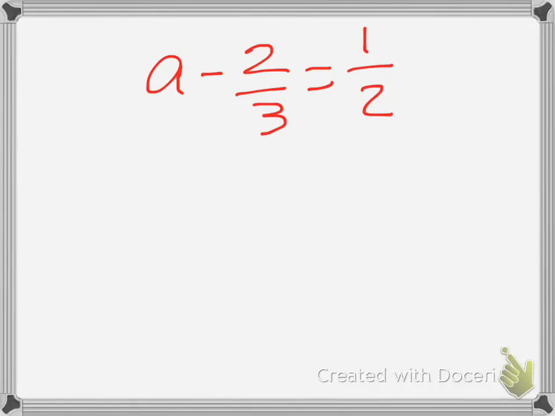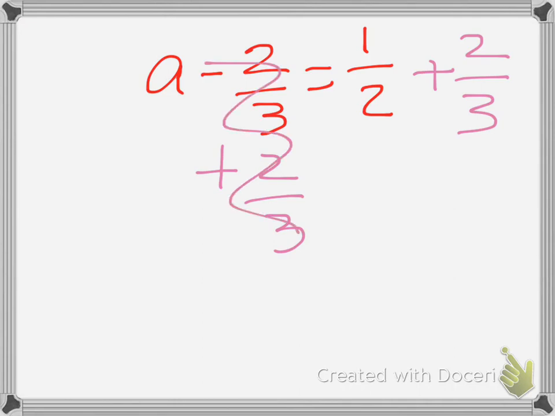Alright, so I will go over a couple problems that may look like your homework problems for tonight. If you see a problem like this, it is a basic one-step equation. The only thing you will do is add 2 over 3 to both sides. This will cancel out because negative 2 over 3 plus 2 over 3 is 0, so you're left with a on this side. And the only thing you have to do is add this 1/2. 1/2 plus 2/3 will give you 7 over 6.